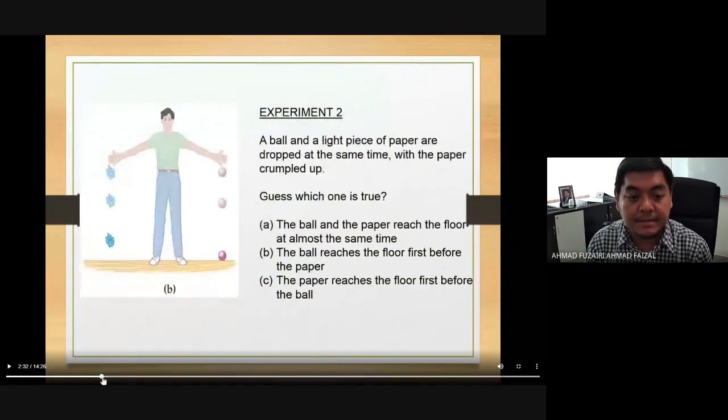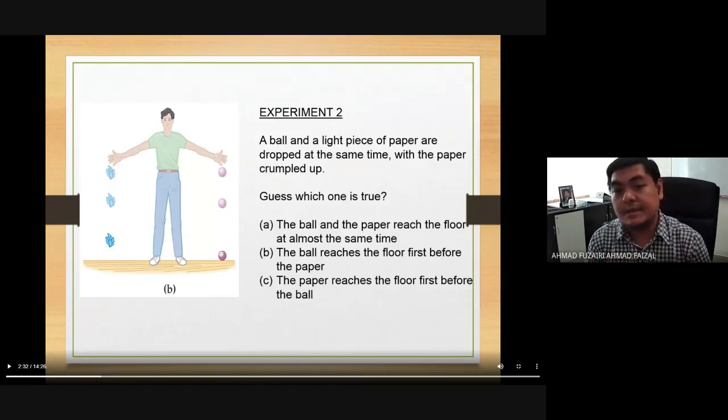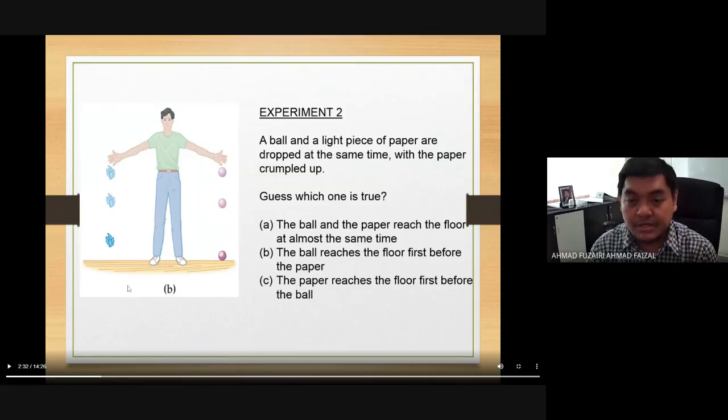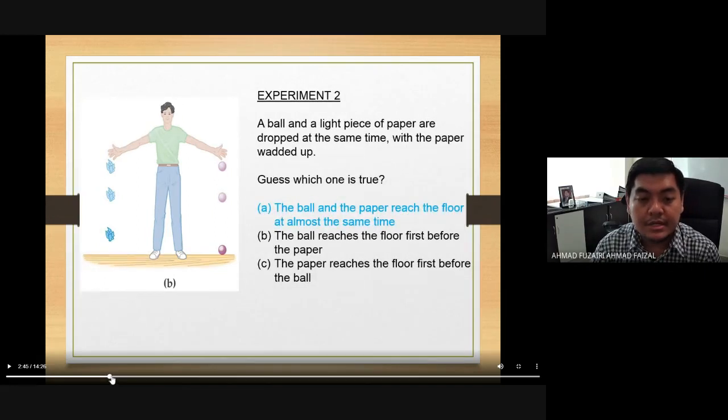But if we crumple the paper, what happened? When you crumple the paper, the surface area of the paper has decreased. The size of the crumpled paper is actually the same as the size of the ball, and therefore we can say that the ball and the paper reach the floor at almost the same time. This experiment wants to show you that the surface area of the object will influence the air resistance, and the air resistance will influence the free fall.